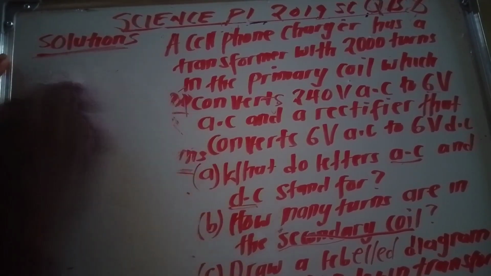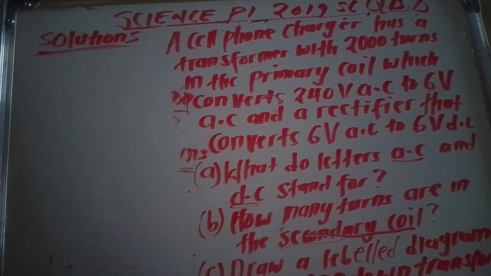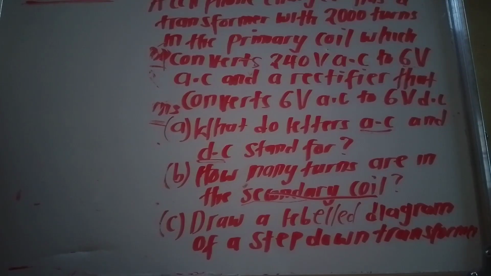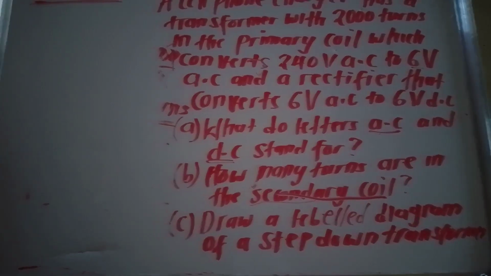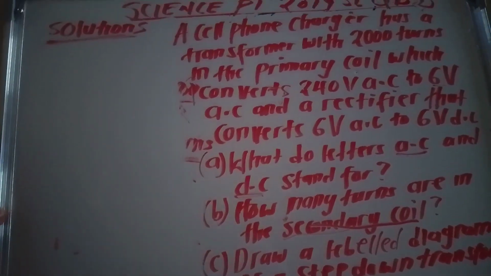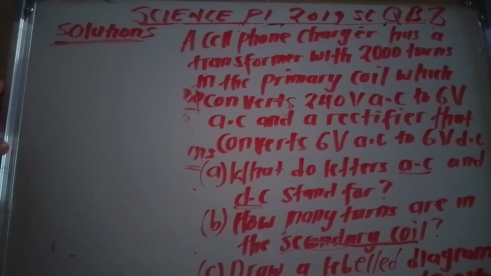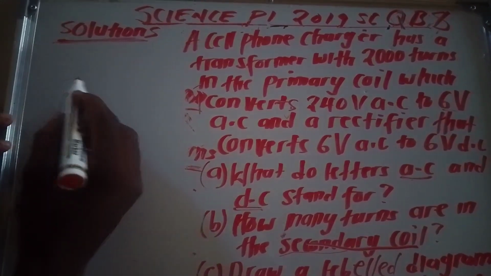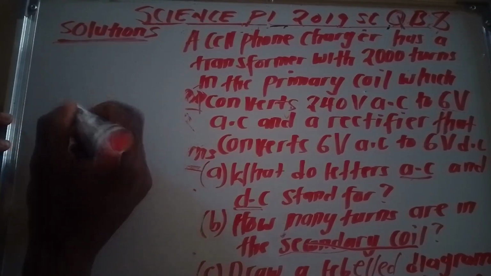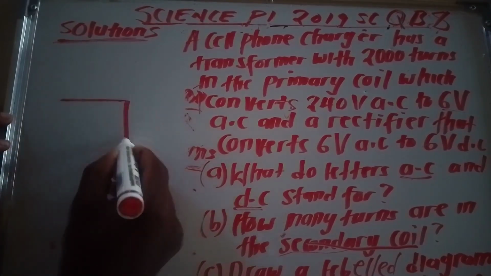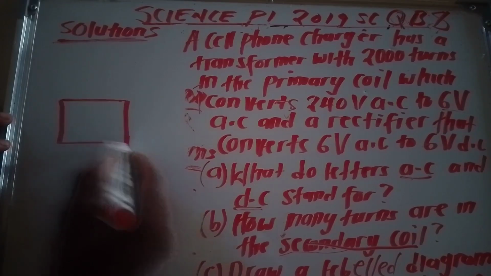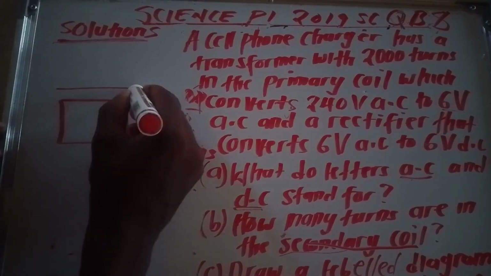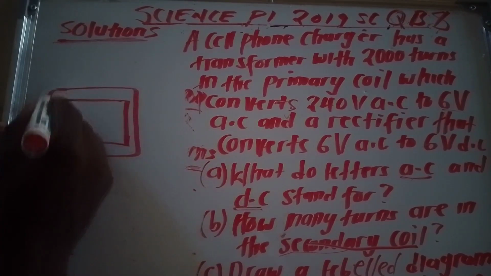Okay, so the last question, this is question C. Draw a labelled diagram of a step down transformer. So we have been asked to draw a step down transformer, and we need to label it. It is very simple for us to draw the step down transformer. So this is how you need to do it.